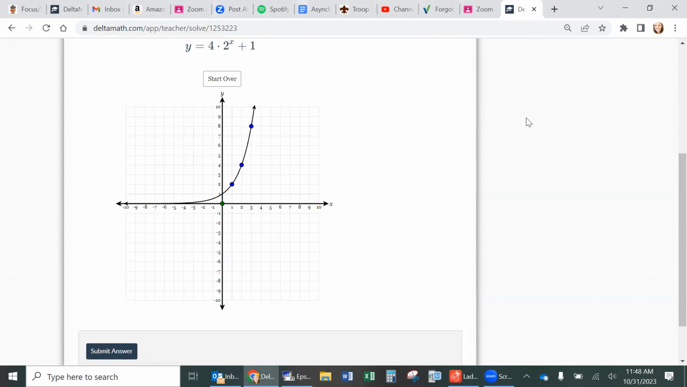Up is correct. So grab your green dot right here and you're gonna shift it up 1. And you're gonna notice that instead of your graph getting closer and closer to the x-axis, now it's gonna be getting closer and closer to 1. Everybody good so far? Okay.